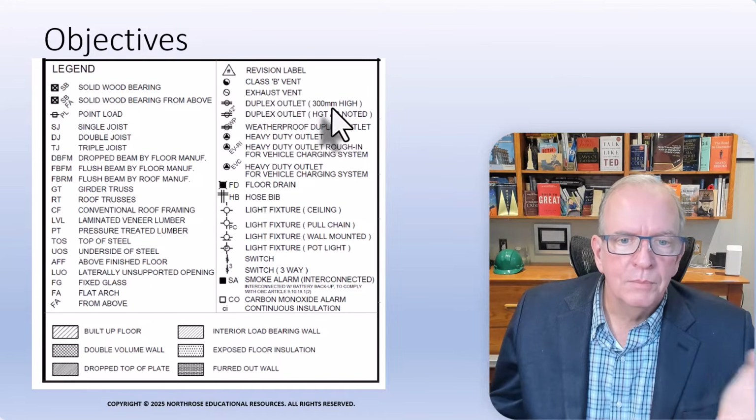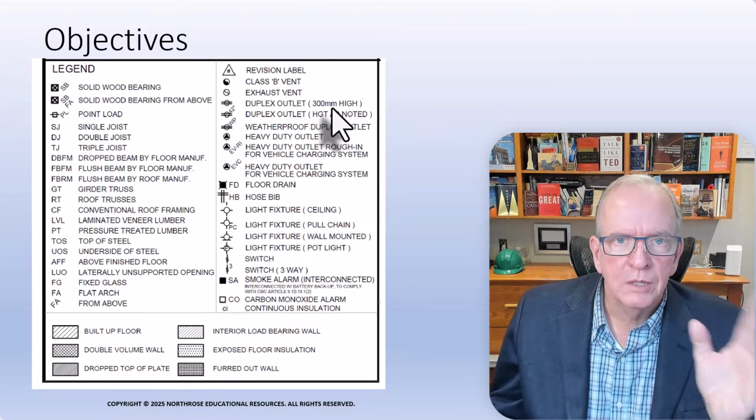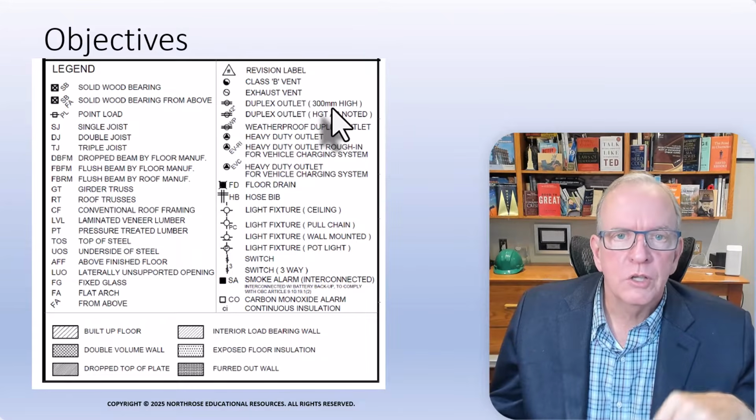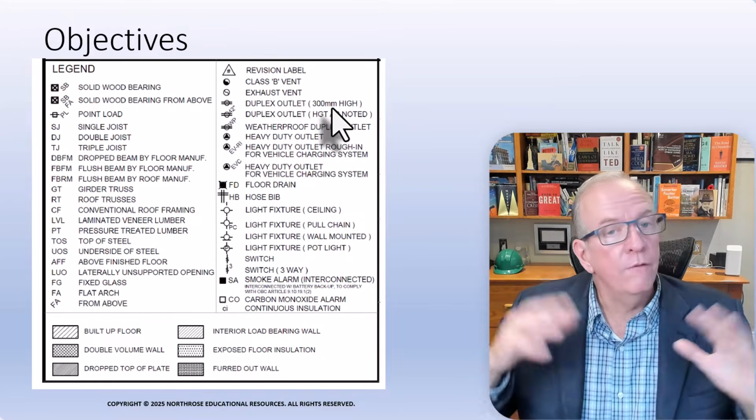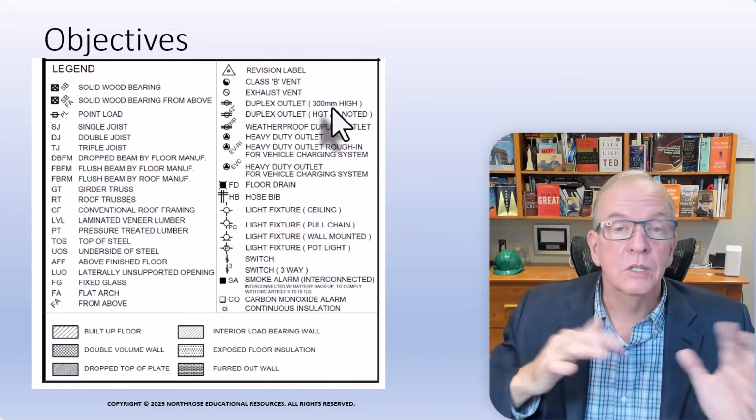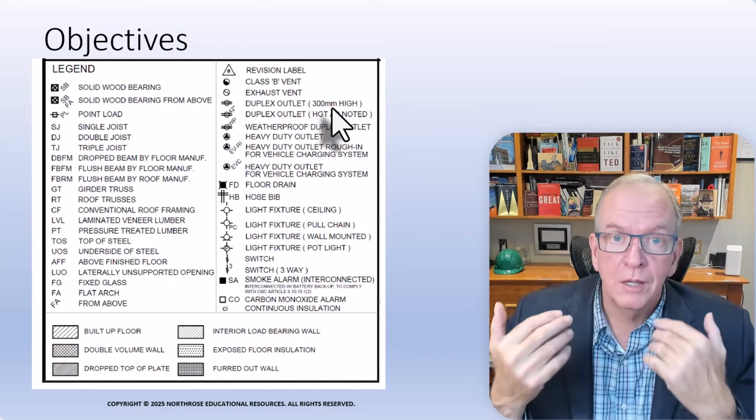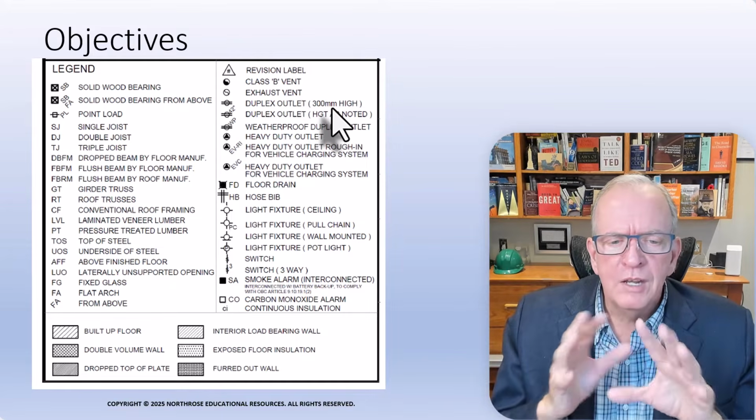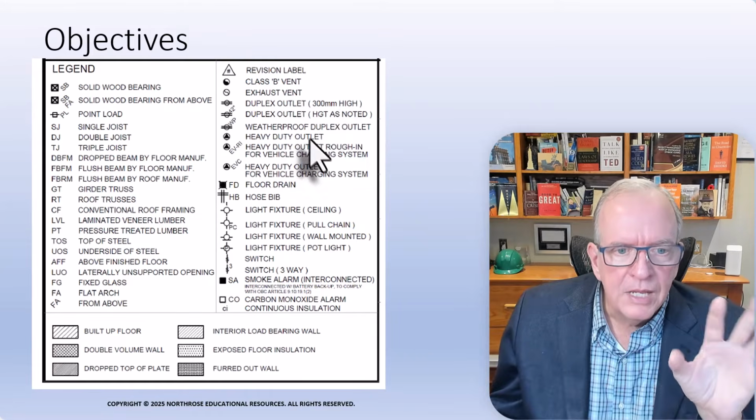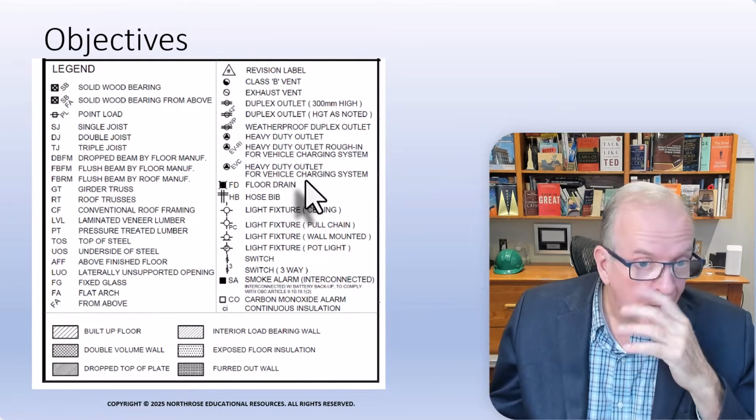Otherwise, this says 300 millimeters high. I'm in Canada, so basically 12 inches off the floor. So it's basically just saying, if it doesn't say anything, you're to place it 12 inches off the floor. And that's for the electrician. So there's those kind of things that are pretty easy to communicate.